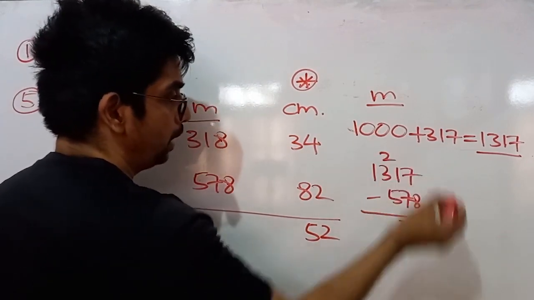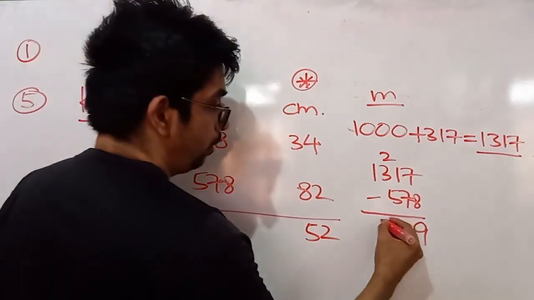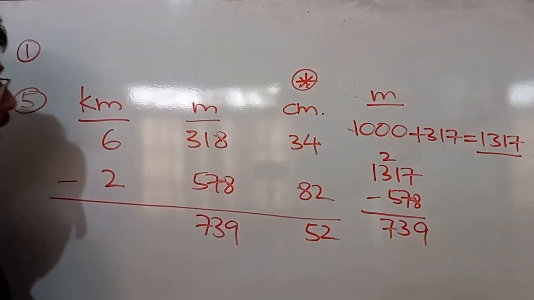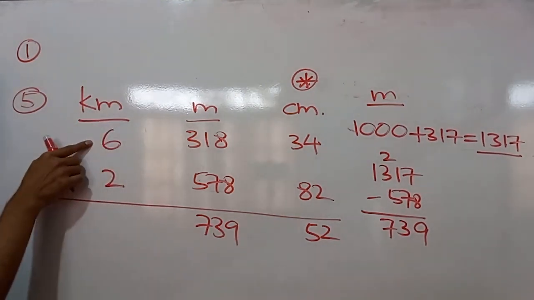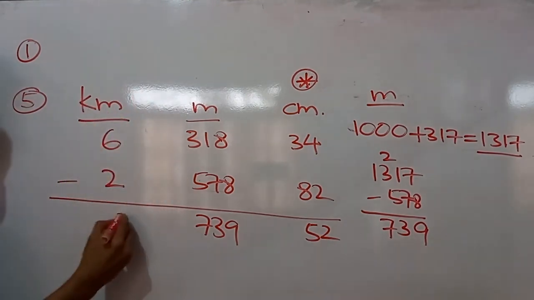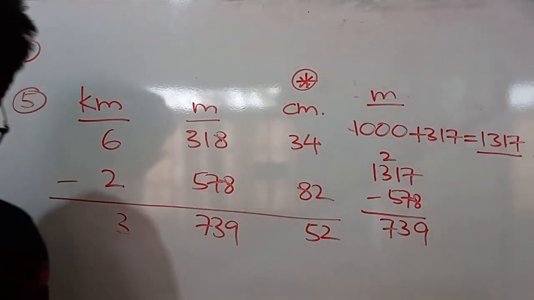So here the remaining digit is 2. 2 minus 5 we can't do. 12 minus 5, we know that's 7. So 739, that is what? Meters. Right. So what is the remaining digit here? 5. 5 minus 2, we know that's a 3. So what will be the answer? 3 kilometers, 739 meters and 52 centimeters.